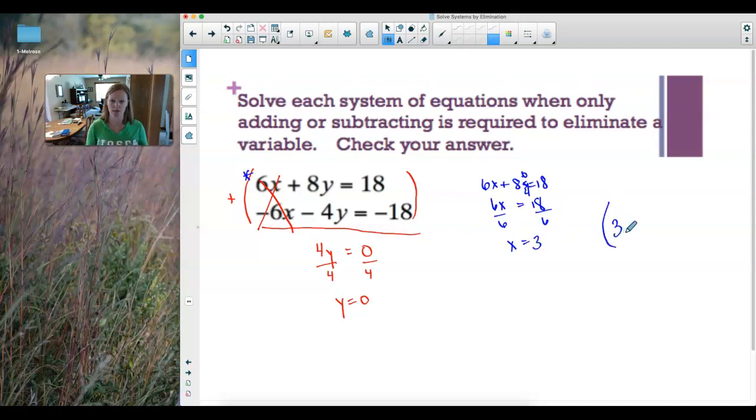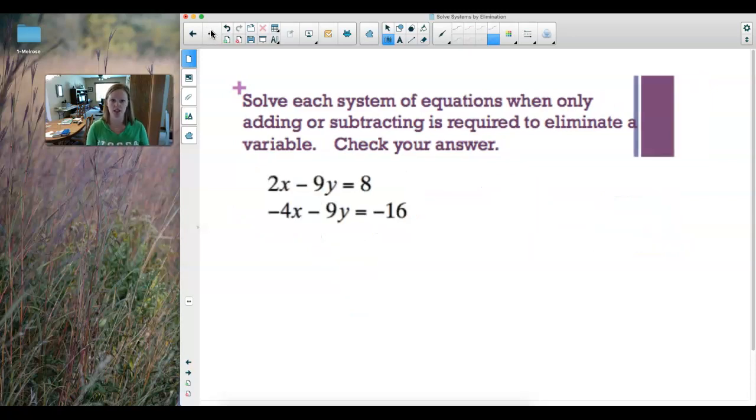So my answer is an ordered pair. And remember, x comes first. So it's the ordered pair 3, 0. Well, that was kind of slick and worked out really nice. Now let's check if it works in the other one. I know it works in the first equation, but let's see if it works here. If I put 3 in for x and 0 in for y, -6 times 3 is -18 minus 0. Well, that's -18. So my answer works. And we just did that by adding the two equations together to eliminate a variable.